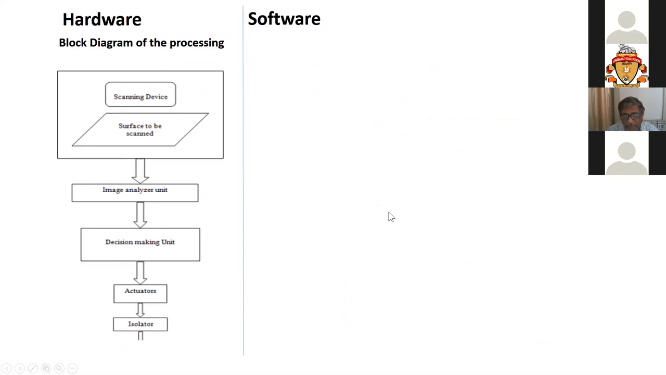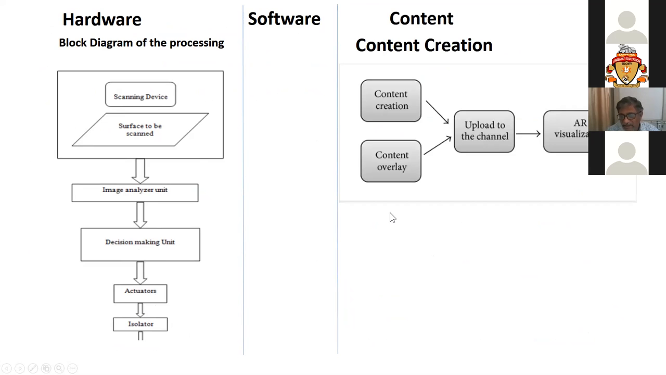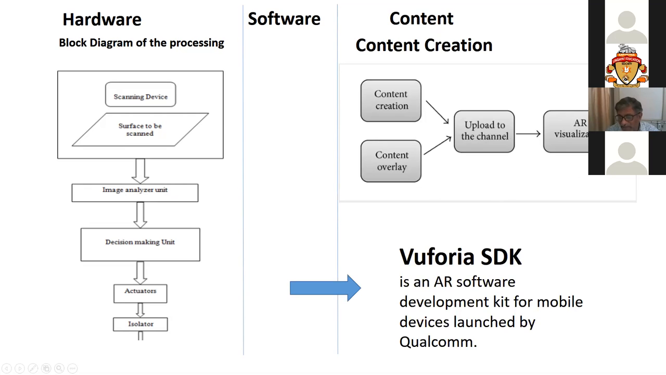And then, what is the software that goes inside to build all this? How does one actually do it? So in that, the content is actually the heart of the entire usefulness of augmented reality or virtual reality. This content creation and content overlay: the overlay is taken care of by the software technology and hardware, but content creation has to be done by a human outside. So now this whole visualization happens, and there's a process which we will see.